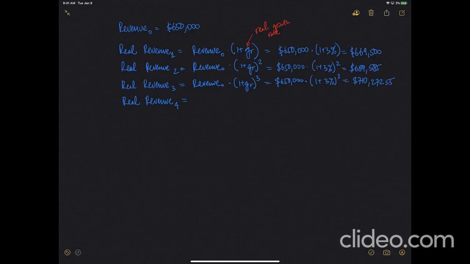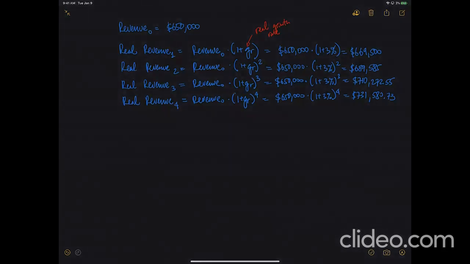Finally, extending this logic all the way to year 4, we get current revenue in year 0 multiplied by 1 plus real growth rate raised to the power of 4, which equals $650,000 multiplied by 1 plus 3% raised to the power of 4, which gives me $731,580.73. So altogether, these numbers give us real revenue in years 1, 2, 3, and 4.